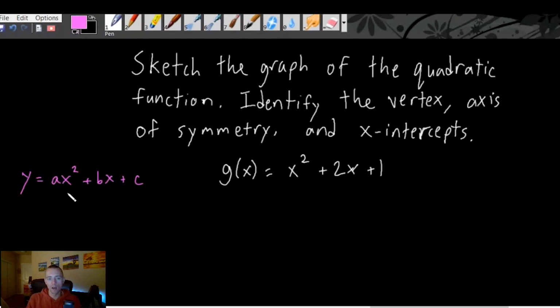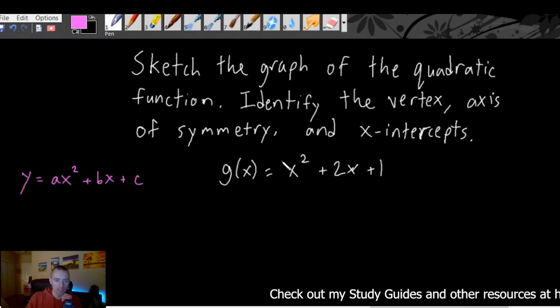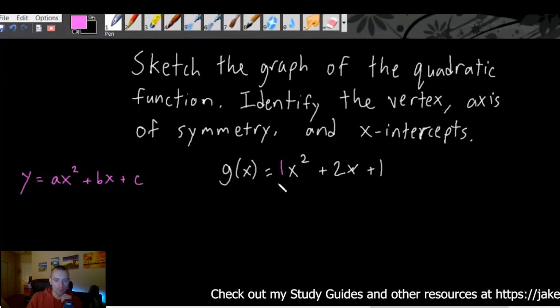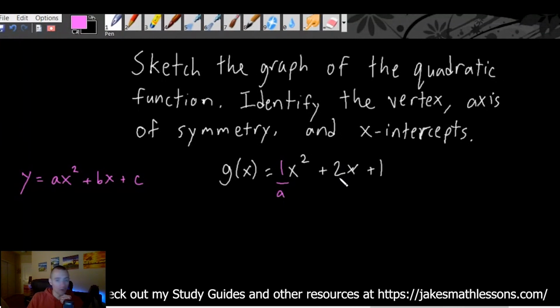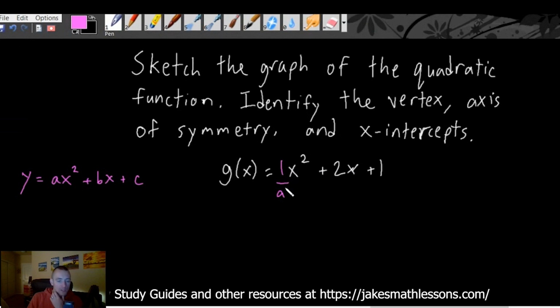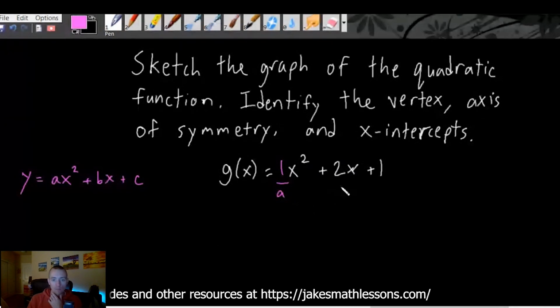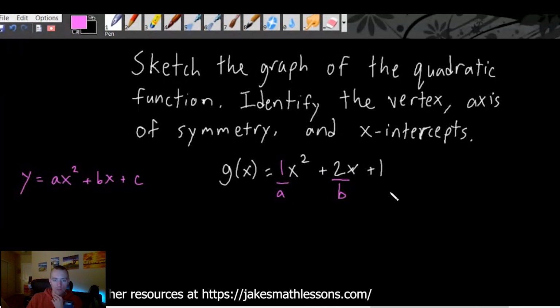Make sure you know which kind of terminology you should be using in your class. But it's in this ax squared plus bx plus c form. Now what we want to do is think about what our a, b, and c values are. The a is always going to be the coefficient of your x squared term. In this case, we have an implied a value of 1. Whenever there's no coefficient in front of your x squared or your x term, you can just assume the coefficient is 1. Then we have a b value of 2, and a c value of 1.